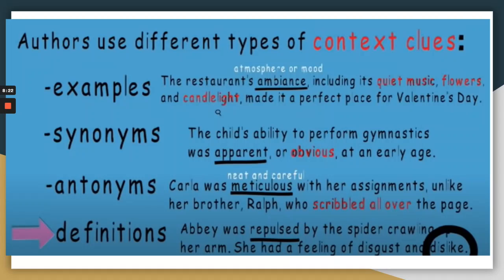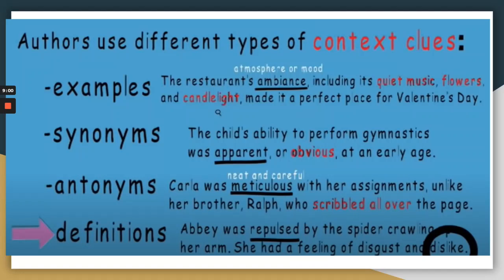For instance, the restaurant's ambiance, that is our key word right now we're trying to figure out, including its quiet music, flowers, and candlelight, made it a perfect place for Valentine's Day. If you don't know what the word ambiance is, the examples, quiet music, flowers, and candlelight, let you know that ambiance is the special atmosphere or mood of a particular environment.